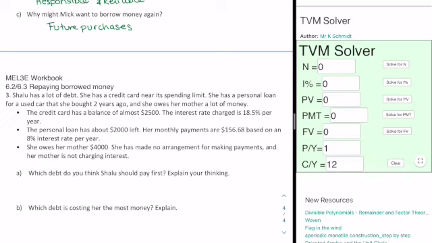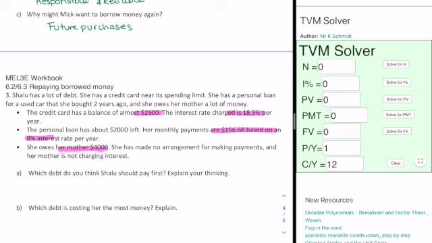So the credit card has a balance of $250, and then the interest is 18.5% per year. The personal loan has about $2,000 left, and her payments are $156.68 based off 8% interest. She owes her mom $4,000, and she's made no arrangements for paying that back, and her mom doesn't really care about charging interest. So which do you think is the bigger issue? Like, what should she be paying off first?